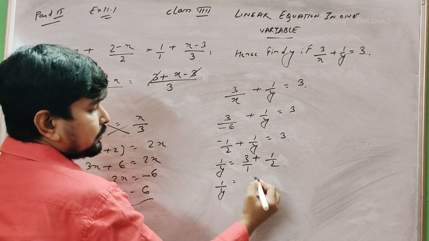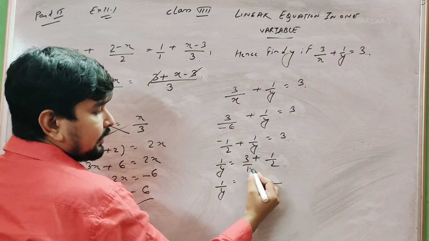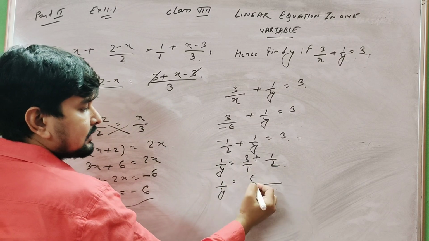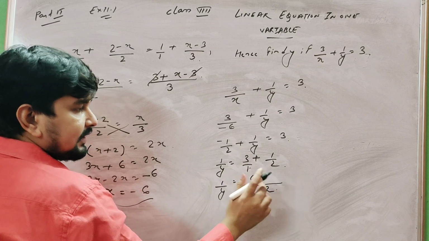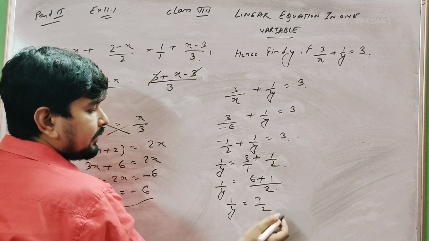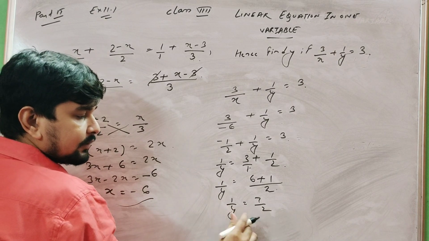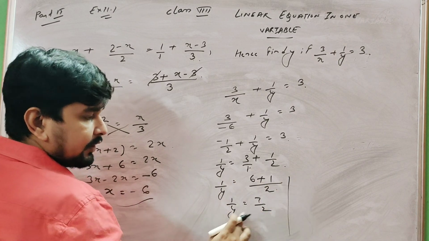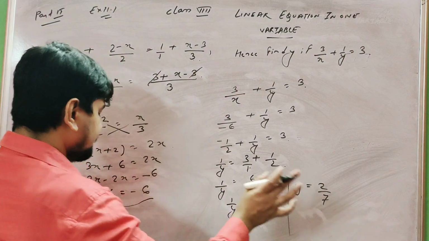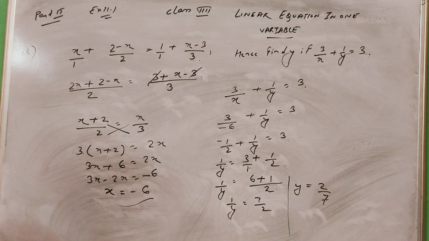So 1 by y equals, taking the LCM of 2 and 1, that is 2. 2 divided by 2 is 1, and 2 threes are 6, plus 1 is 7. So 1 upon y equals 7 by 2. So the value of y: reciprocate, if 1 by y equals 7 by 2, then y equals 2 upon 7. Clear? Note.